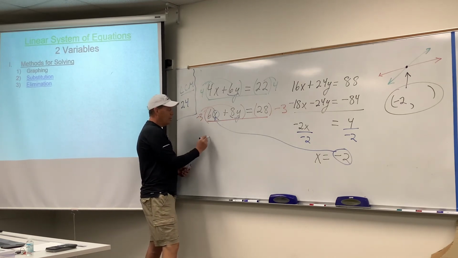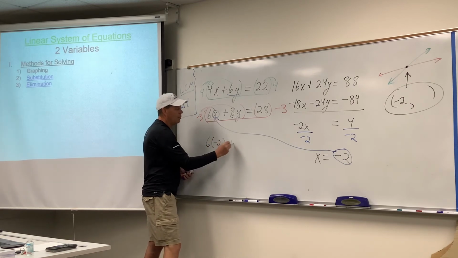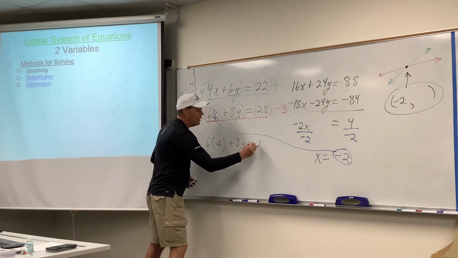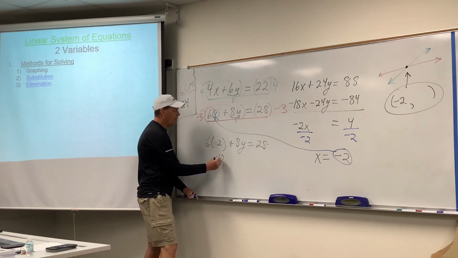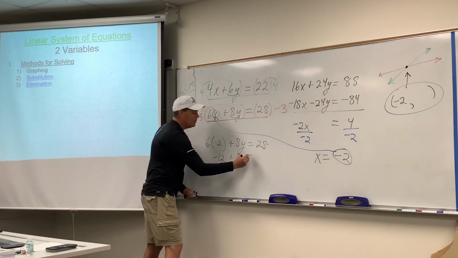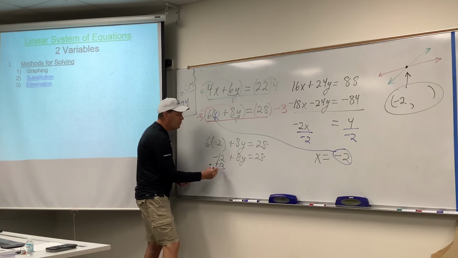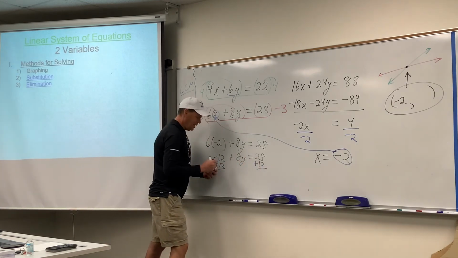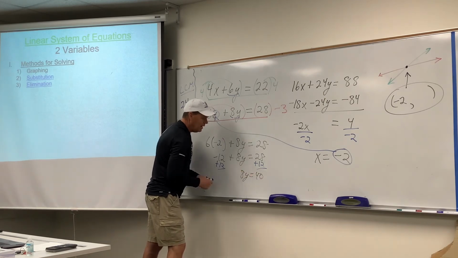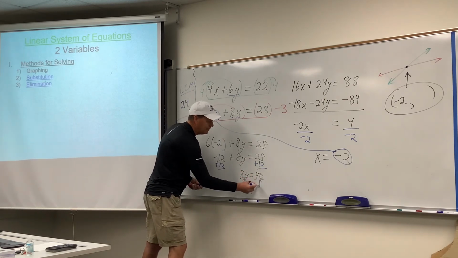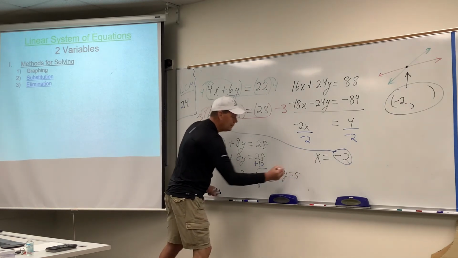find the other variable. So if x is negative 2, 6 times negative 2, plus 8y equals 28, solve one variable. That would be negative 12 plus 8y equals 28. Add the 12 over. You gotta keep them separated. And so 8y would equal 40. Divide by 8. And y turns out to equal 5.